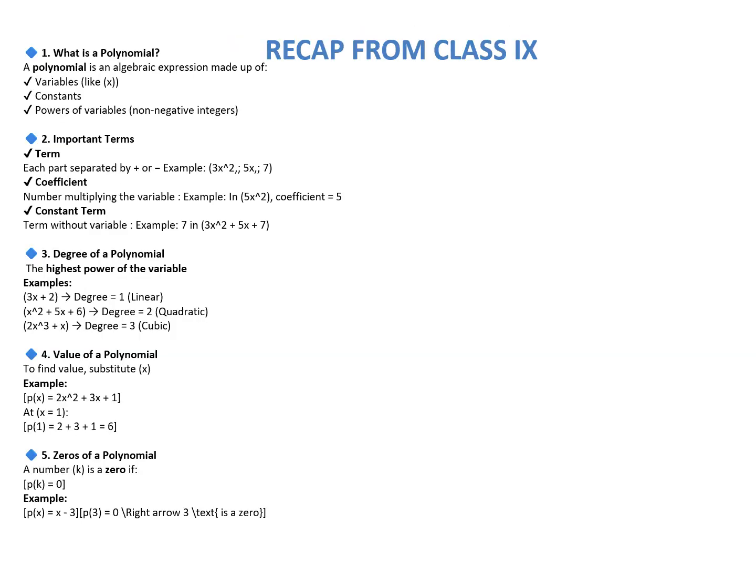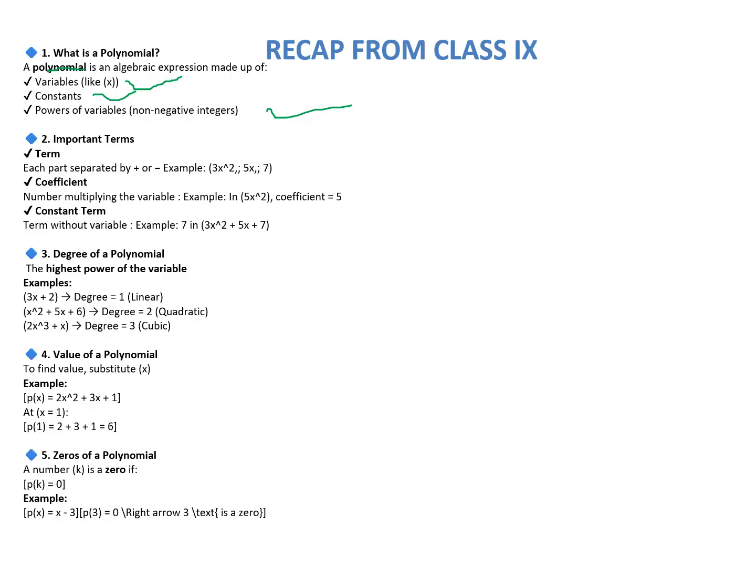Okay. So we'll quickly have a recap from the previous class. We'll understand what is a polynomial. So a polynomial is an algebraic expression made up of three different attributes, which is the variable, like x, then we have the constant, so in a number we have a constant, and then we have a power to the variable. So three components of a polynomial are there. First is the variable, second is the constant, and third one is the power to those variables.